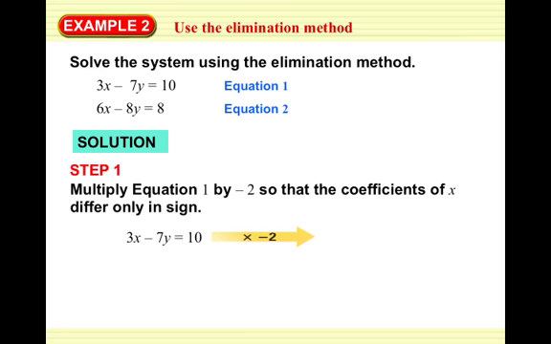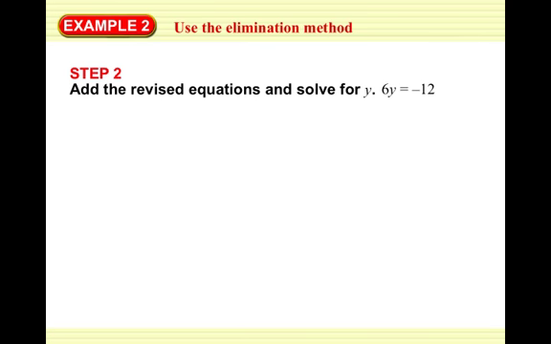and you want to show that. You can write it above an arrow, just draw a little arrow and put times negative 2, and so we have negative 6x plus 14y equals negative 20. And then we just recopy our second equation, 6x minus 8y equals 8. And then we add the two together. Negative 6x plus 6x is 0, so those eliminate. 14y plus negative 8y is 6y.